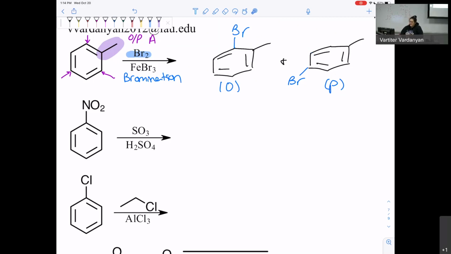And something I briefly mentioned last time is Dr. West considers this to be a 50-50 split between the products. And very briefly, just to recap what he says, there's technically two ortho positions, right? So statistically speaking, there's double the chance that it'll land on an ortho position because there's two of them compared to one para. However, if we talk about sterics, the para position is favorable because it's further away from this. So if you put those two things together, we can say approximately this is a 50-50 split.